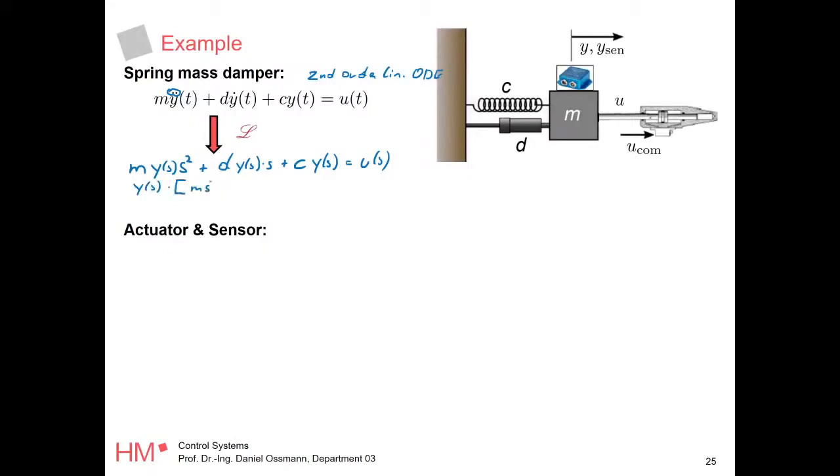Then we have ms squared plus ds plus c is equal to u of s. So now we're going to divide by u, bring that to the left-hand side and bring the bracket to the other side, and it's going to be ms squared plus d of s plus c. And this, per definition, now is your system, your transfer function in the Laplace domain. That's it, right? And this is an equivalent description to the time domain.